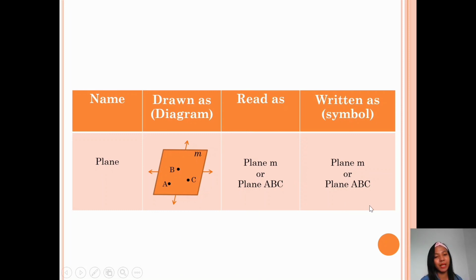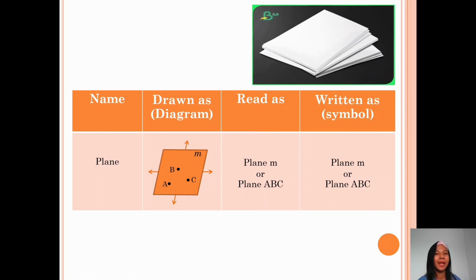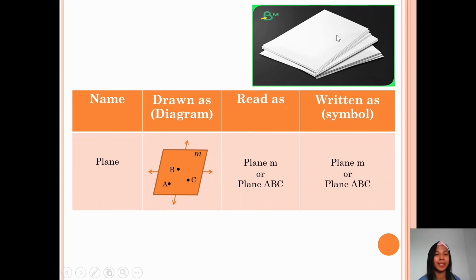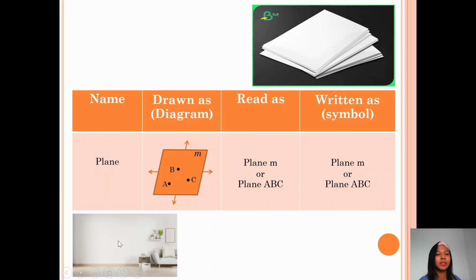The best example of a plane that you can see, especially in your classroom, is a paper. So this is an example of a plane. It's just like a 2D shape. Next, you can also see a wall as an example of a plane.